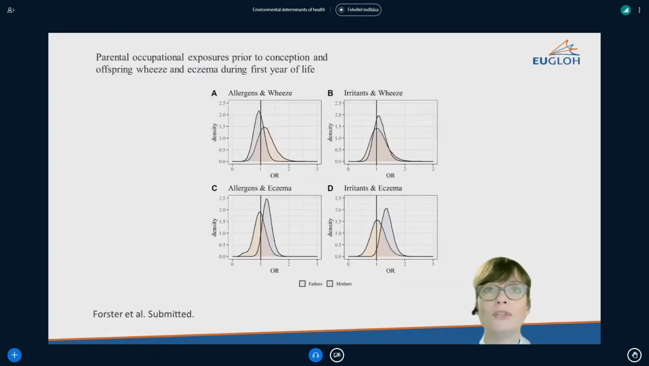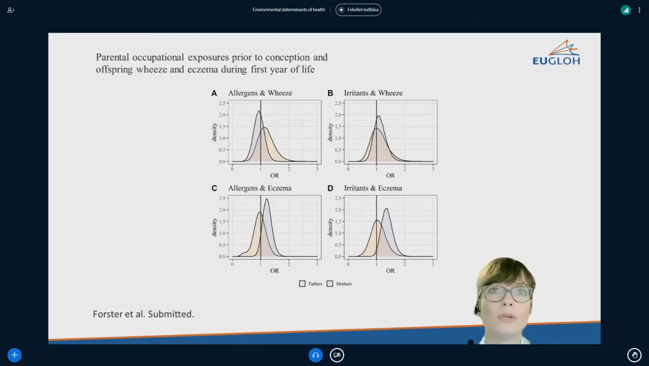The other example is even newer and is currently under review in a scientific journal. In answer to the question whether exposure at the workplace to irritant or allergic agents of the mother or father might alter the risk of asthma symptoms and allergic skin symptoms called eczema of the next generation, so of their children. Here my colleague Forster applied Bayesian statistics, a form of statistics where we do not longer need to rely on p-values.